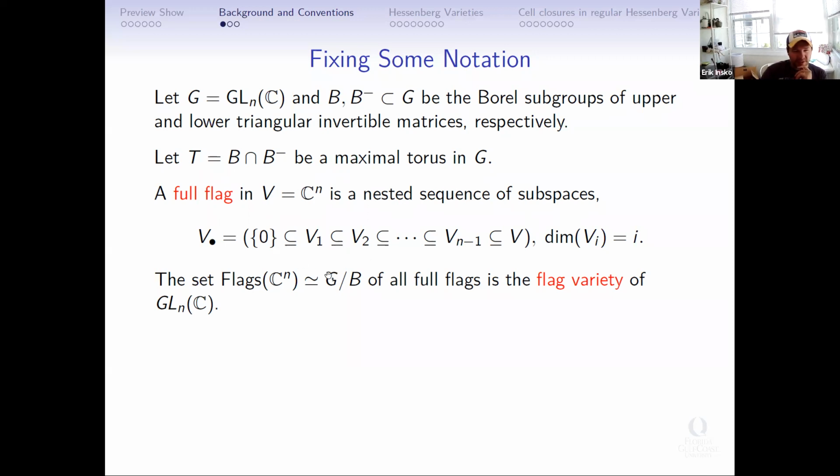And so what you should think of here is, I've been showing you pictures of matrices. The idea is that you have an invertible matrix and you're defining the subspace V_i to be the span of the first i columns of that invertible matrix. And so the set of flags is not in bijection with the set of invertible matrices. It's in bijection with cosets of invertible matrices, where you're taking the action of the Borel subgroup on the right. So the set of all flags is a homogeneous topological space, and it's known as the flag variety for GL_n(C). Okay.